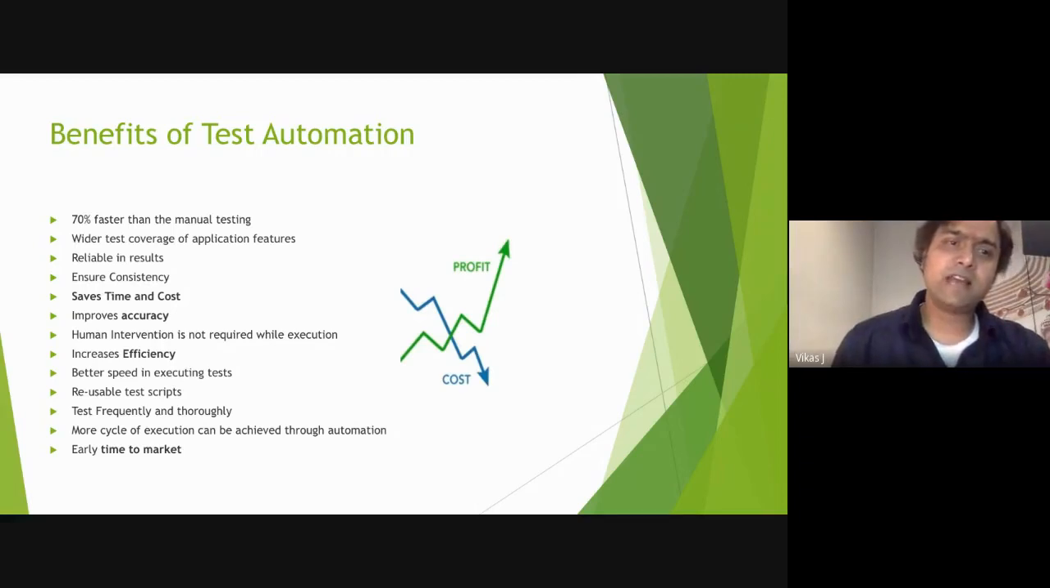And we can have reusable test scripts, which can be used for multiple projects. And the more the test execution cycles, the more benefit we get out of it. And then eventually early time to market. So these are the few high level selling points that we tell our managers. But thankfully, we don't have to do that anymore, because the Melbourne market is mature enough to understand the value of test automation at this point of time.